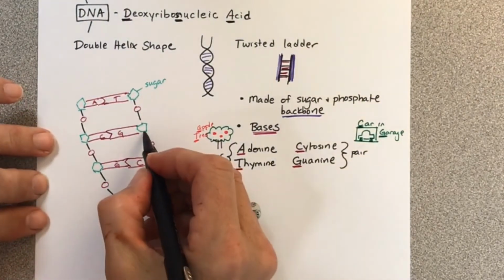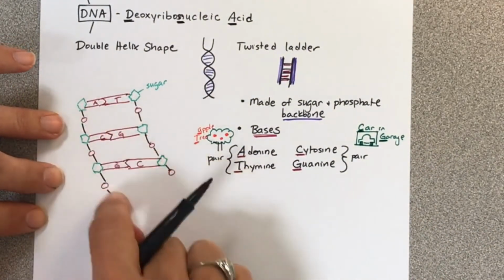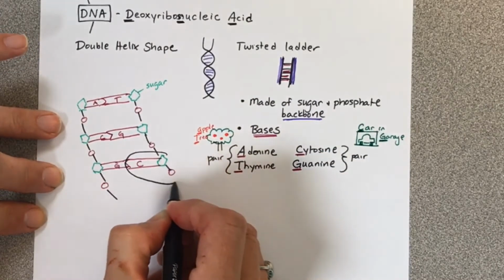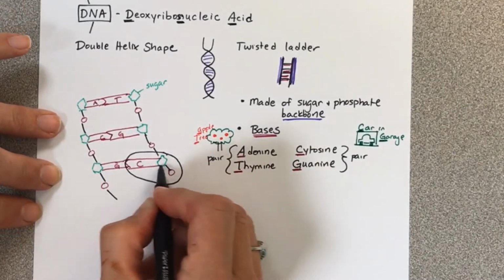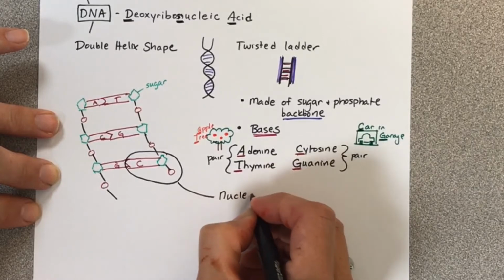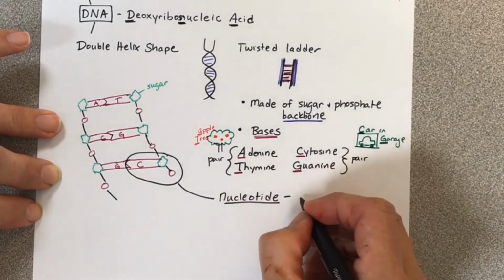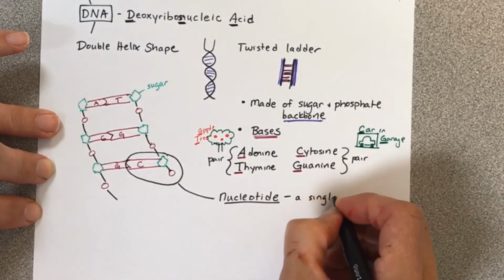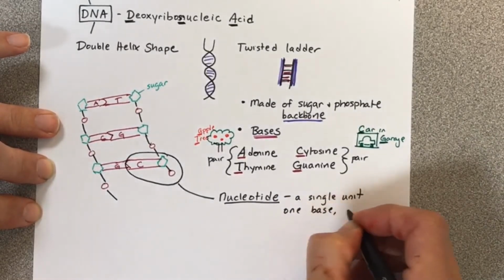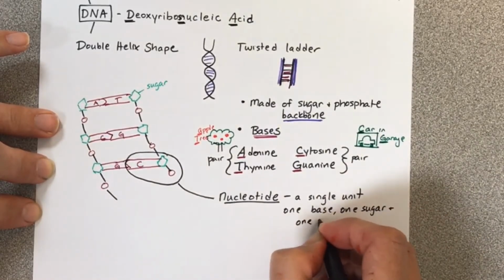So the DNA is in sections. We have the backbone, we've got the bases. When we look at one full unit, it's basically one sugar, one phosphate, and one of the base pairs. We call that single unit a nucleotide. So you need to know that term. It's like a single unit. It's one base, one sugar, and one phosphate.